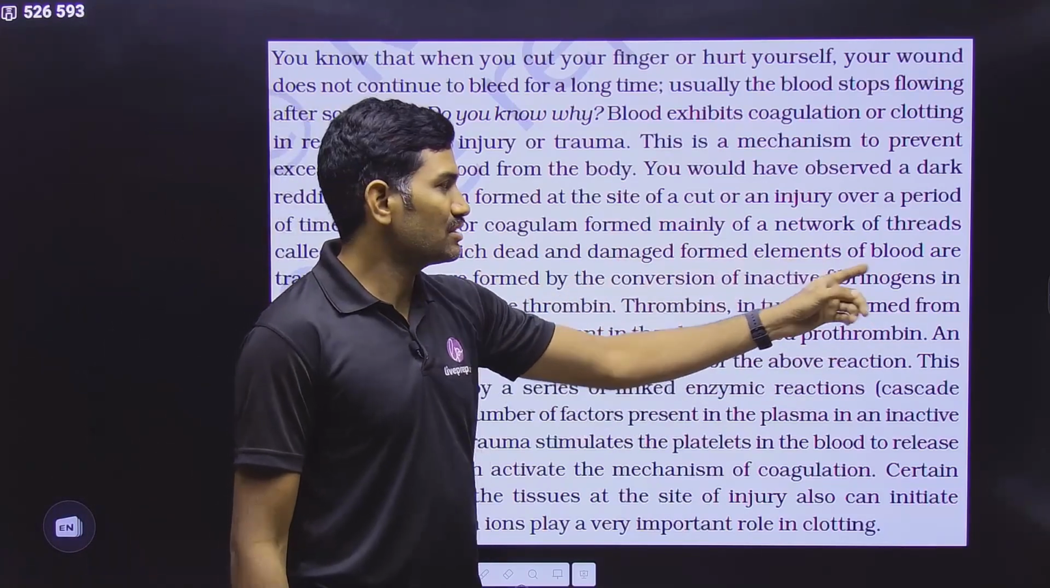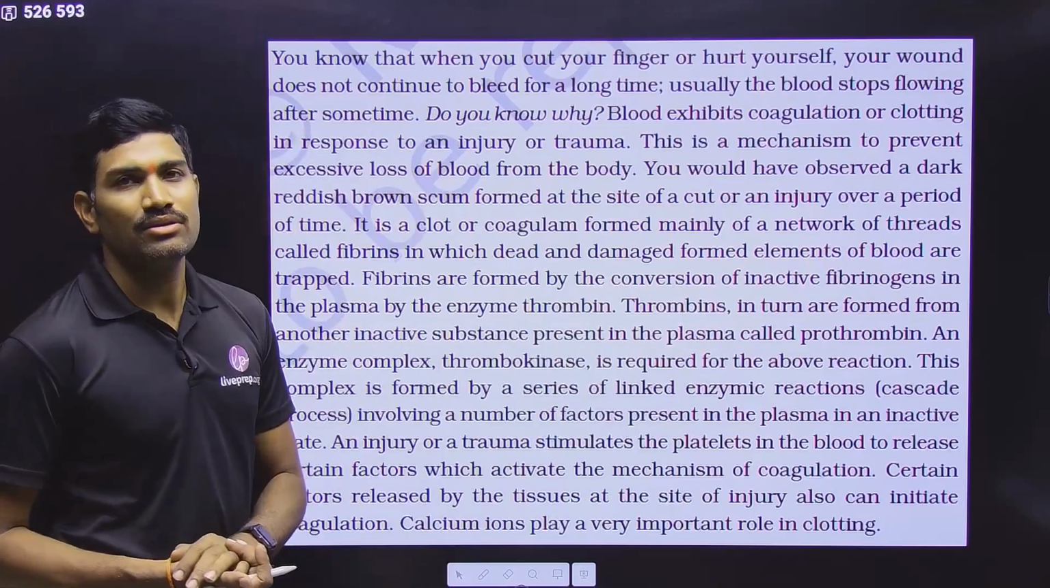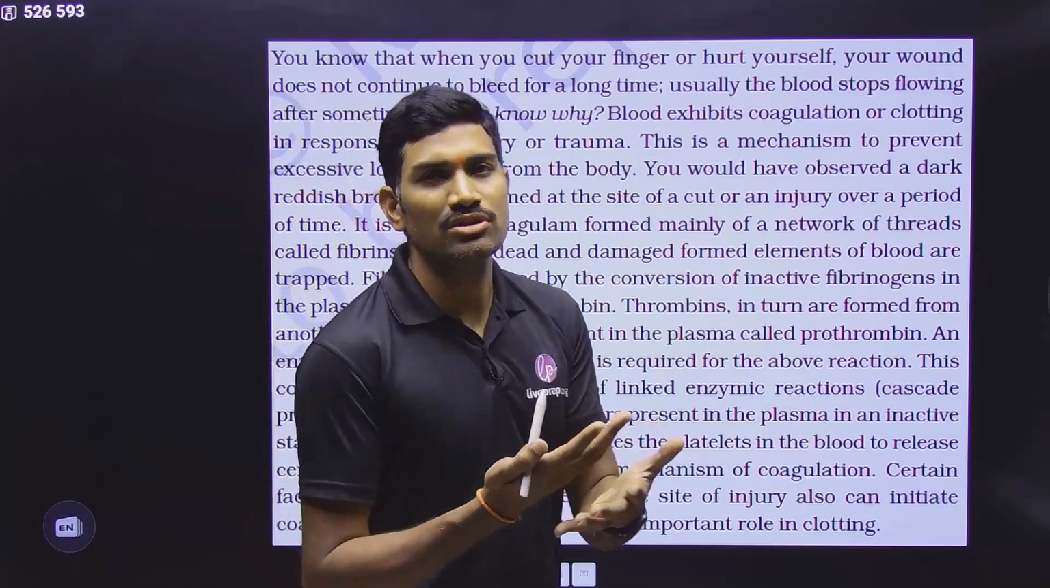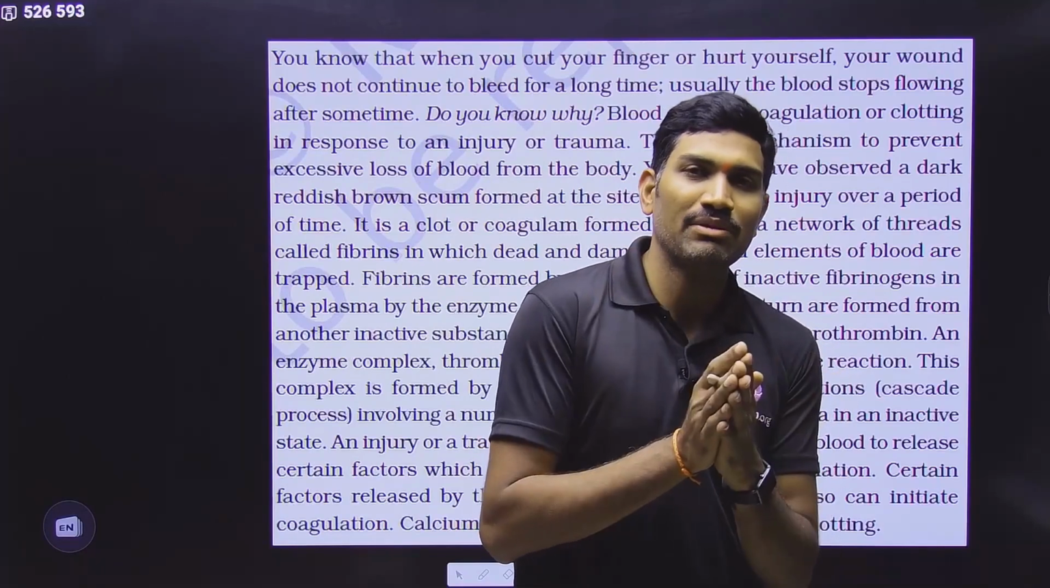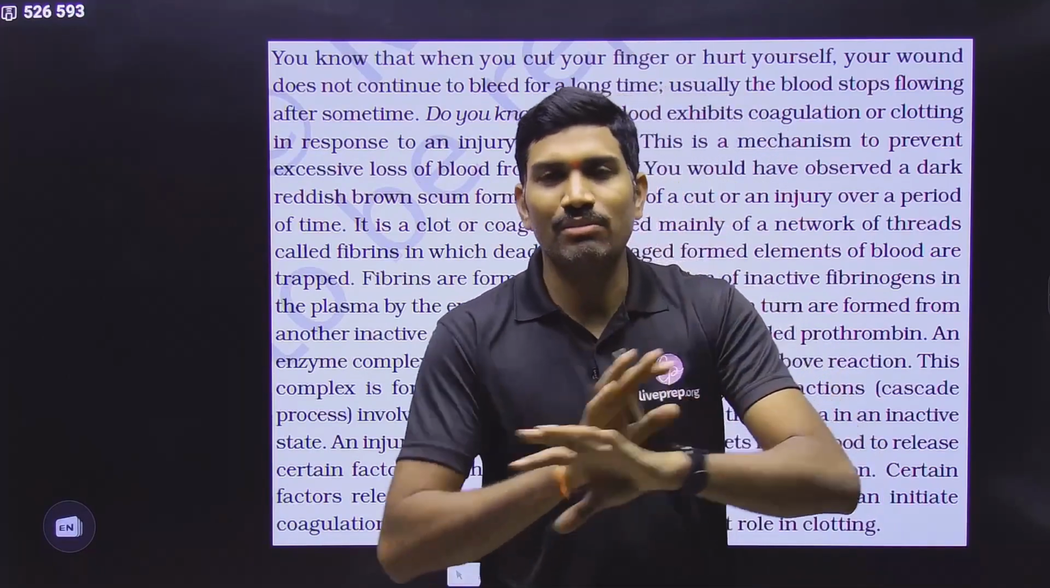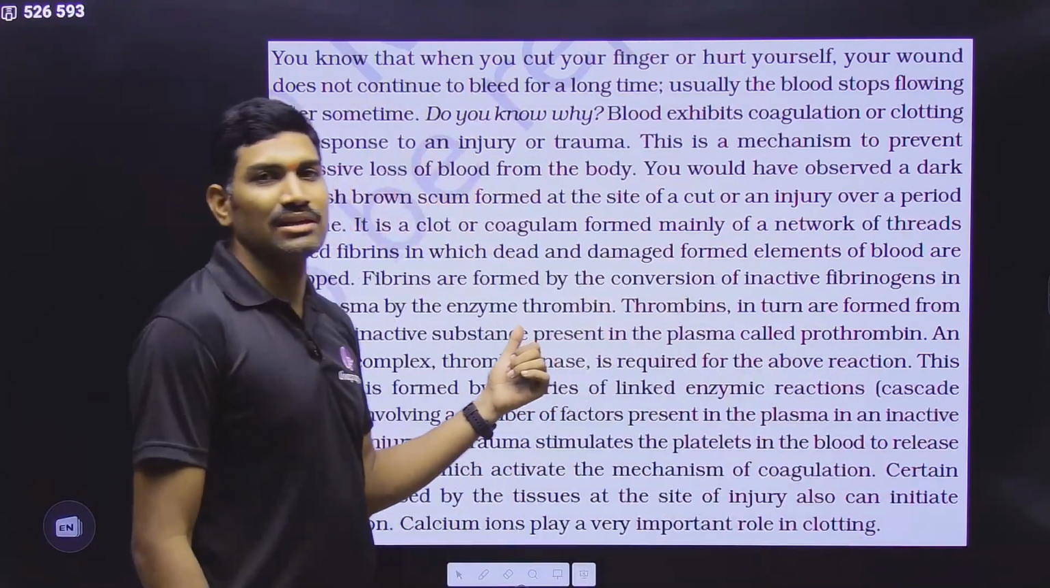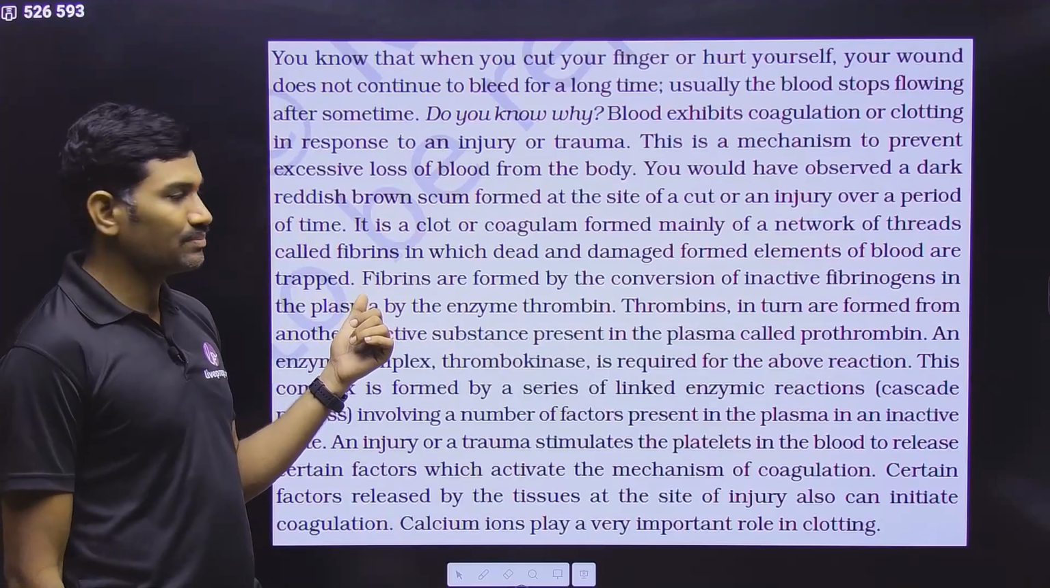Formed elements means what? Cells of the blood are trapped. So actually this fibrin is forming the cross network. So damaged cells, now they are trapped in that. So because of this trapping, what happens? That gap will be completely sealed. That's what they are saying. So in this way they are trapped in this.